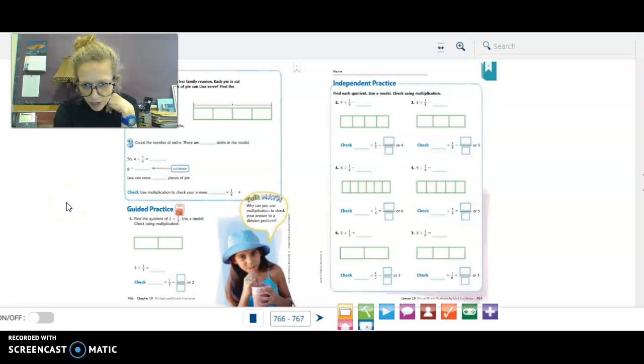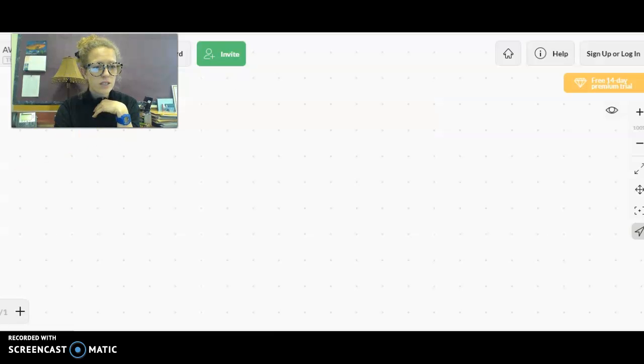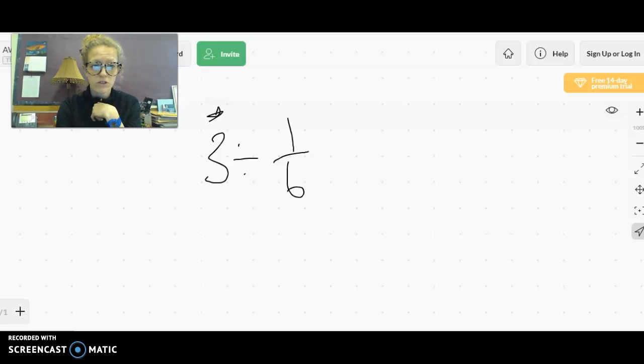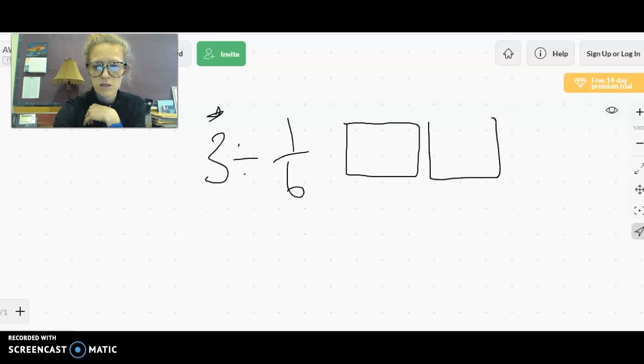All right, for our last problem, let's do a tricky one. Although they're all probably pretty easy for you guys. Let's do number 7. 3 divided by 1/6. Okay, I'm going to go to my whiteboard. 3 divided by 1/6. Okay, well, how many holes do I have? There's 3. So I'm going to make them like 3 separate blocks, just in case that works for some people's brains better than others. 1, 2, 3.